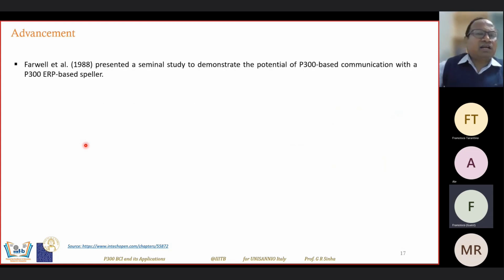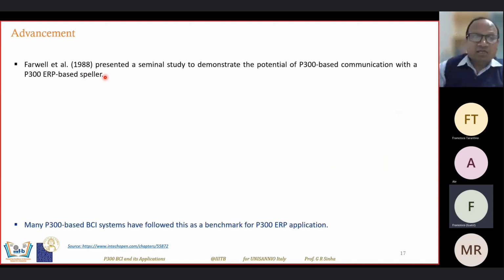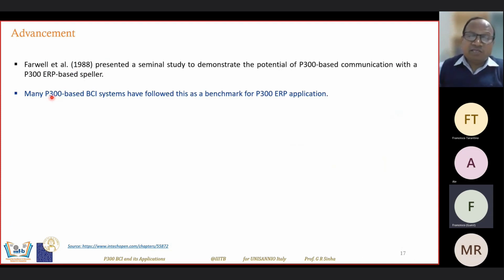Advancement in P300: in 1988, Farwell et al. presented P300 for the first time, as a seminal study to demonstrate the potential of P300-based communication with a P300 ERP-based speller. One P300 ERP-based speller was used, and it was demonstrated how P300 communication could be established. Many P300-based BCI systems have followed since, using it as a benchmark of P300 ERP application.